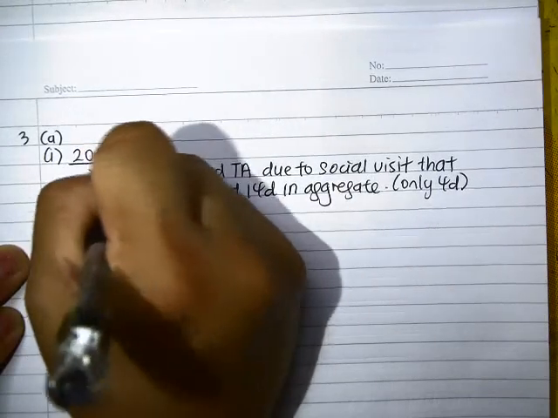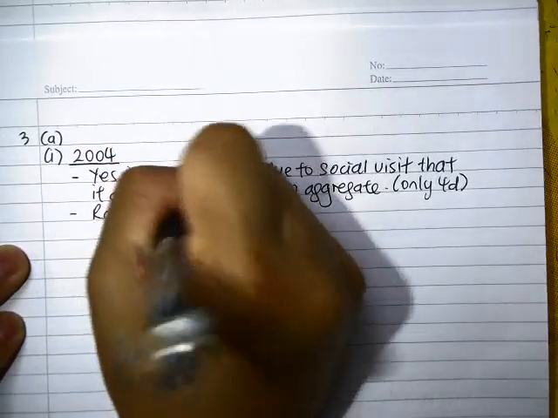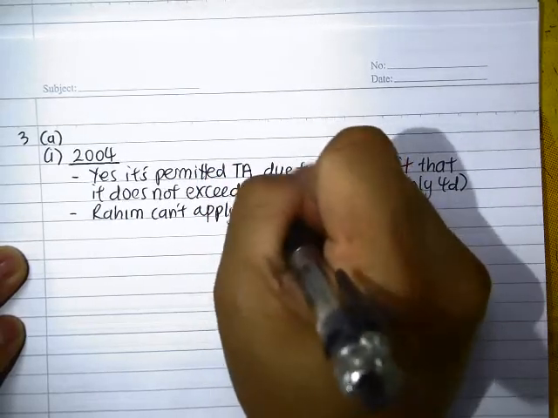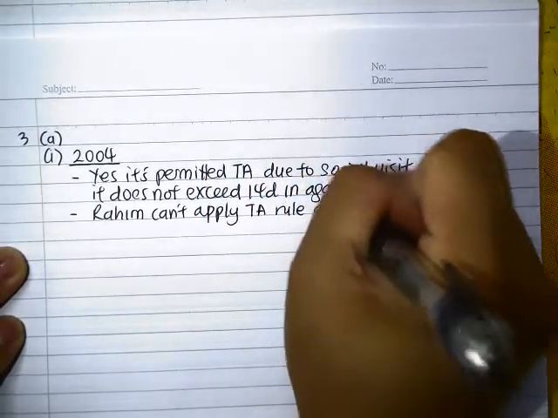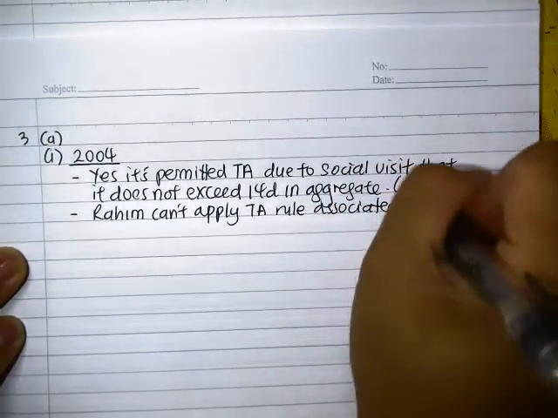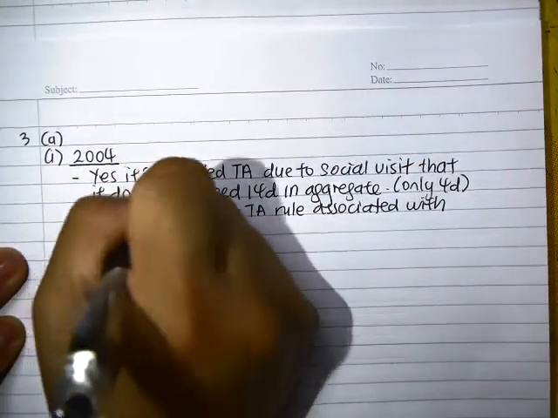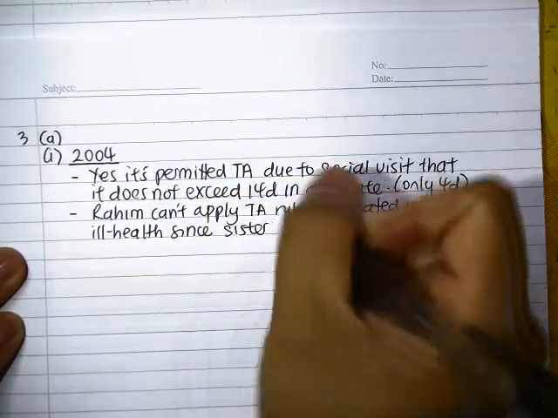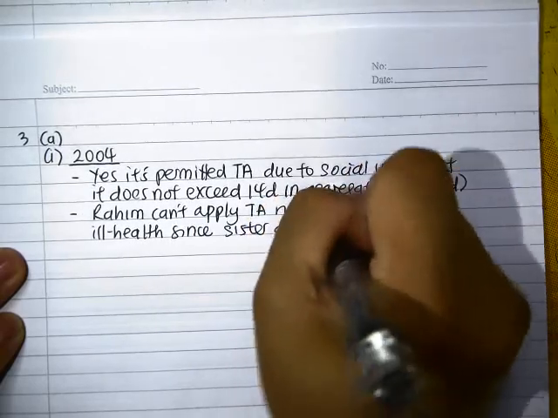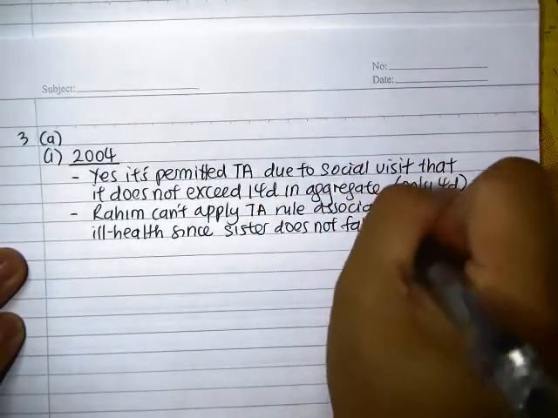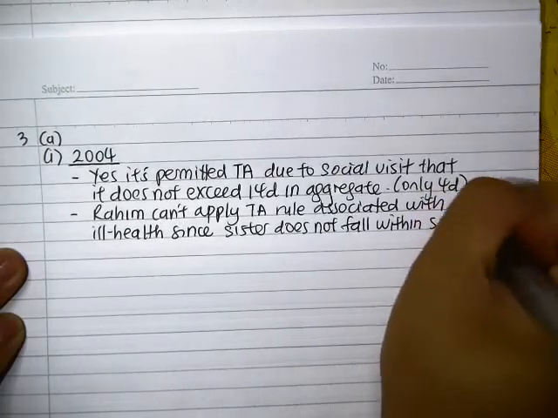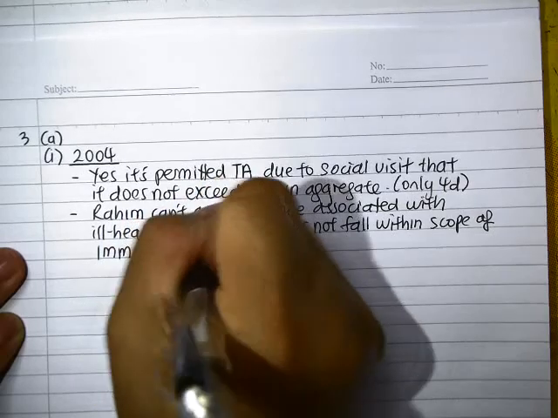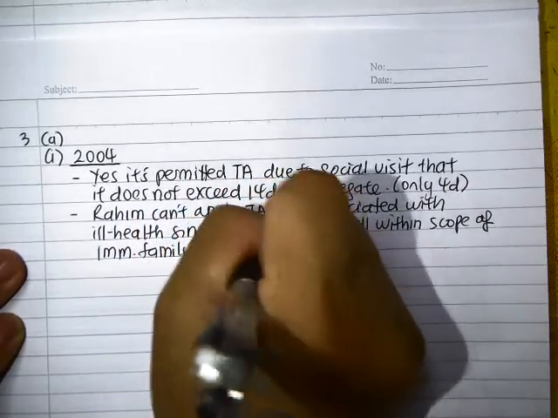Now, Rahim can't apply the temporary absence rule associated with ill health, since his sister does not fall within the scope of immediate family member.